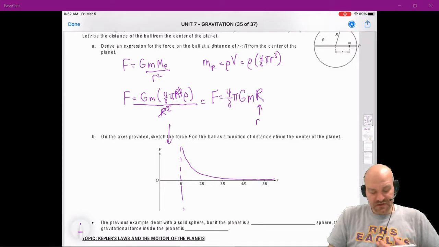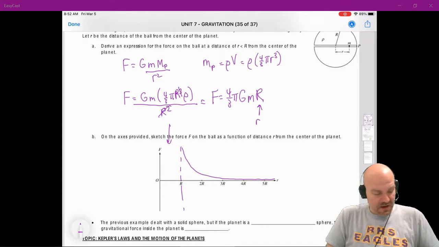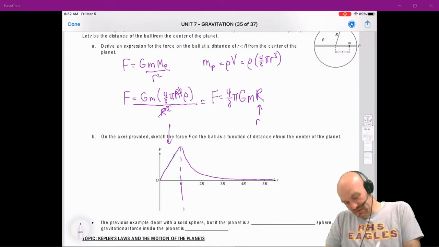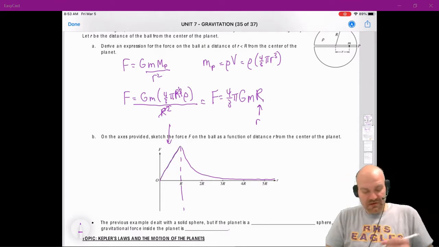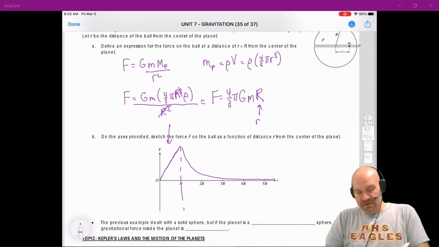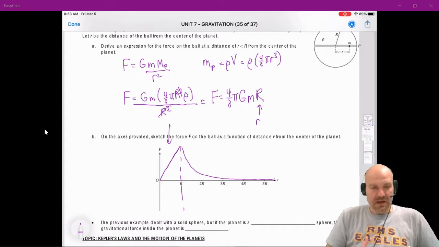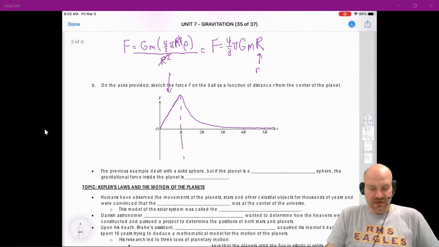So that's this video. Oh, sorry, there's a couple more blanks here. If we're talking about a hollow sphere, the gravitational force inside that planet will end up being 0. And so this is the end of this video. We're going to look at Kepler's laws of planetary motion next, and then we're going to keep going from there.